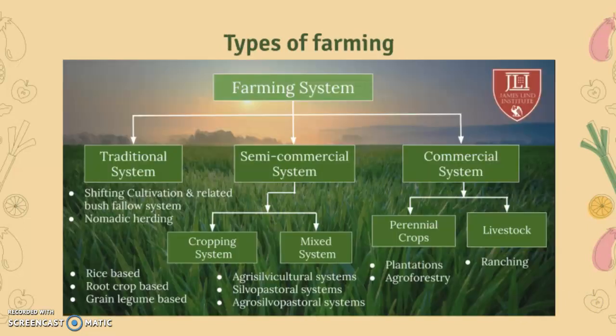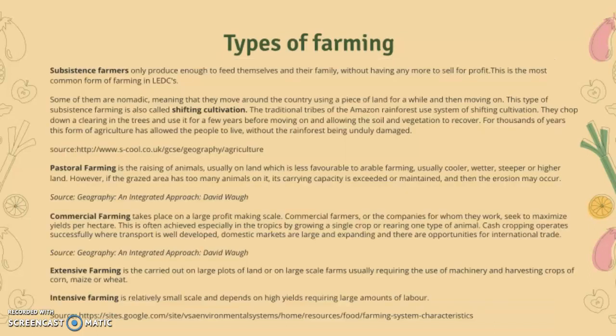And here's moving on to types of farming. So there's traditional systems, shifting cultivation, nomadic herding, semi-commercial systems, cropping and mixed cultivation. Then you have commercial systems, perennial crops, and livestock rearing. And okay, so I'll give more clear definitions. So there's all these different types of farming.